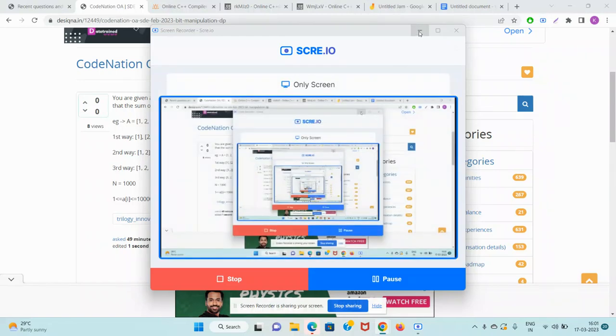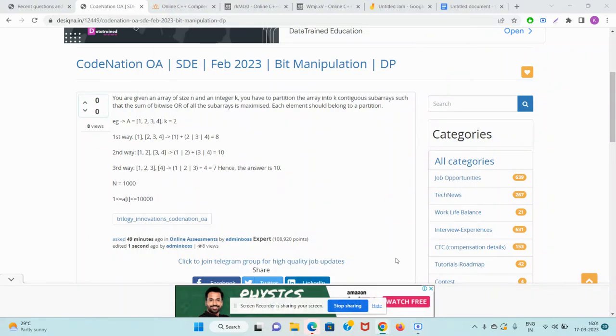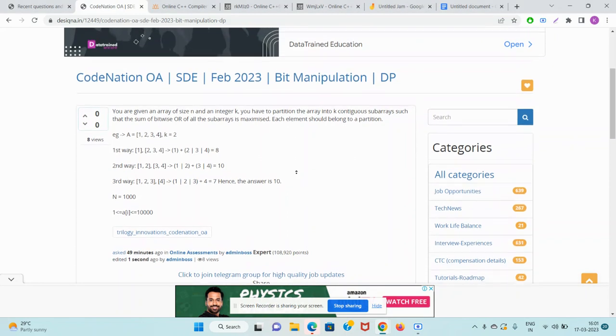So hello guys, today we are going to discuss a really hard problem which was asked in the online assessment of CodeNation just in February 2023. That's what I feel.